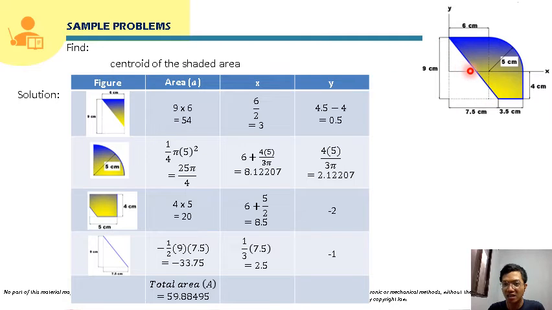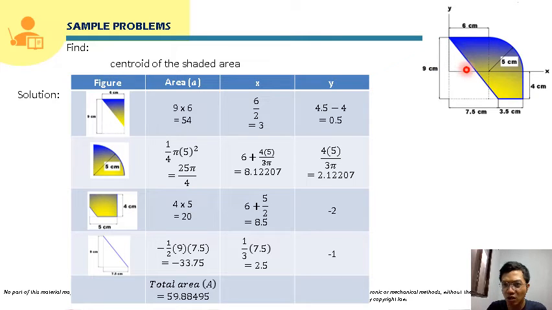For this rectangle, again, its centroid will be at the center. So for its y coordinate, this rectangle is 9 centimeter. The half of this is 4.5. We can see here that this is 5 centimeter, and this is 9 centimeter. So the half of 9 centimeter is 4.5. If this is 5, the half is 4.5, and then 5.